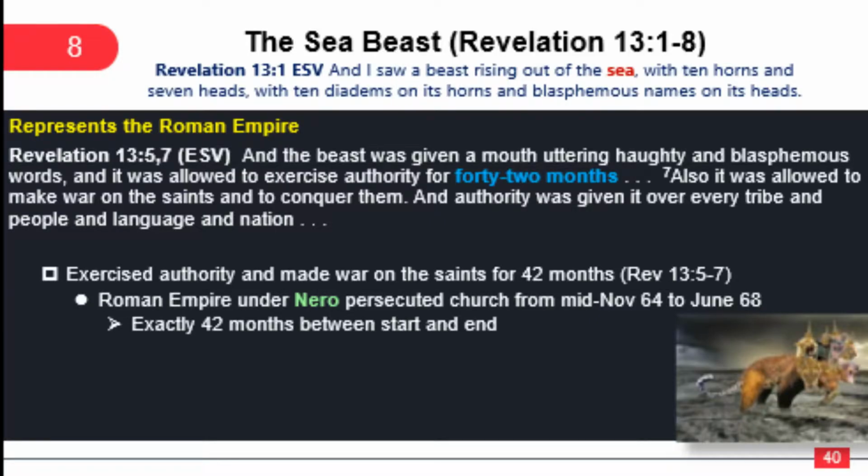The Roman Empire exercised authority and made war on the saints, the Christians, for 42 months, as we just read in Revelation 13, verse 5. Because the Roman Empire under Nero persecuted the church from mid-November 64 to June of 68, which is exactly 42 months between the start and the end.